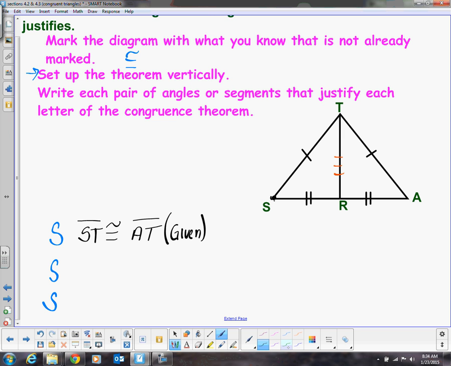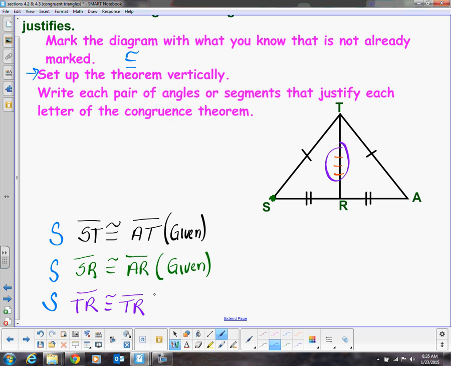All right, I need another pair of sides. That goes to Ethan. SR is congruent to... you started with S. What corresponds? AR. And were those already marked? Then that was given. Okay, so Hale has our third. What's our third, Hale? TR is congruent to TR, and T corresponds to T, and R corresponds to R. But it was not given. We put those marks there. So what told us that? Reflexive.